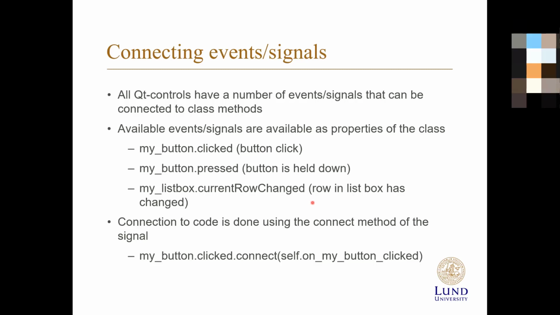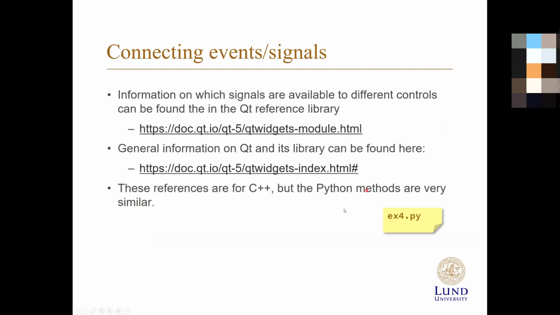You connect the code using a connect method. So every button has the signal as a property. So in this case here, I have clicked as the signal. And that signal I connect using dot connect, and then I just set my method that I want to connect to. And that's it. Now when I click the button, this code will be called automatically. And there is a lot of documentation found for every Qt widget and control on these links here.